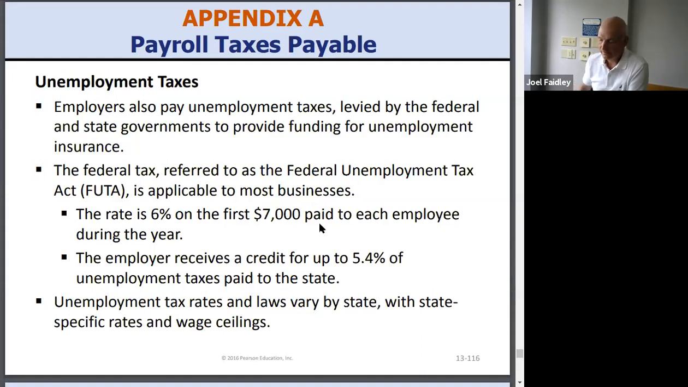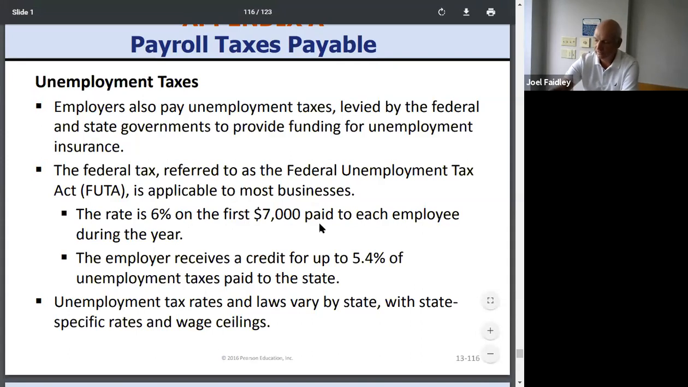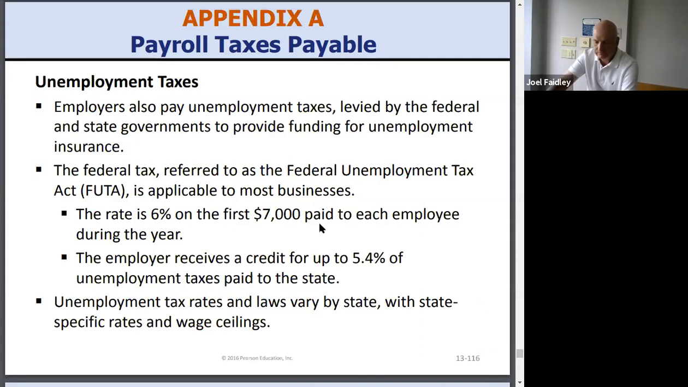Unemployment. Again, this is something you don't have to worry about as an employee, but as an employer and you being an accountant for the employer, unemployment. I know they talk about federal unemployment, but you're paid unemployment if you're laid off, like a lot of people are right now. You are paid from the state. The state pays you. You file with the state that you are living in.